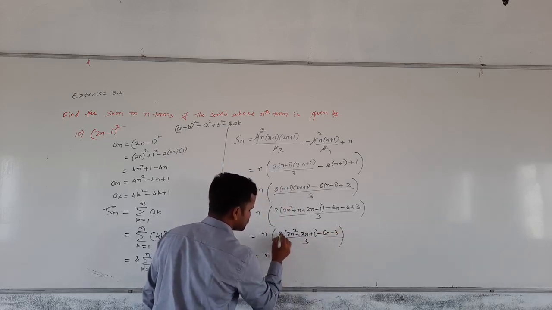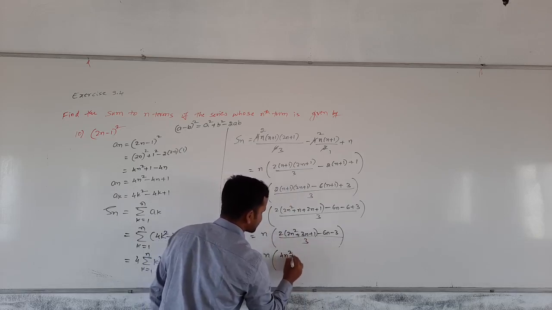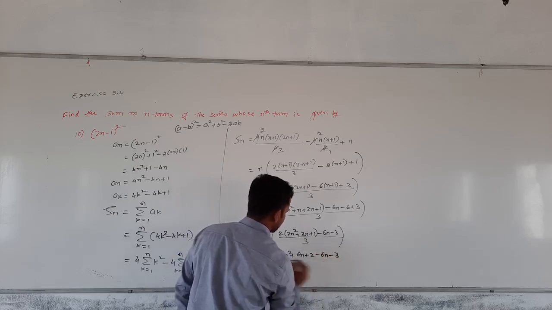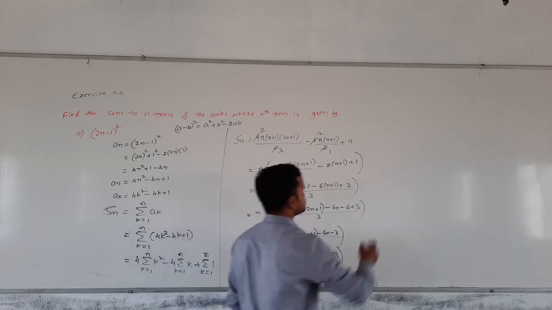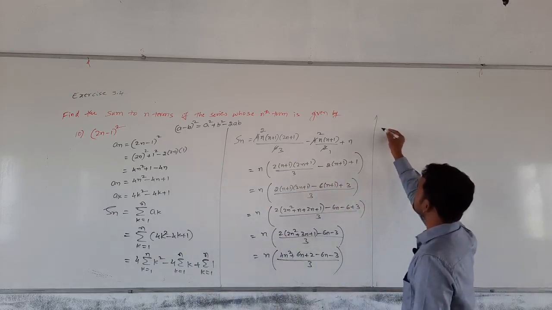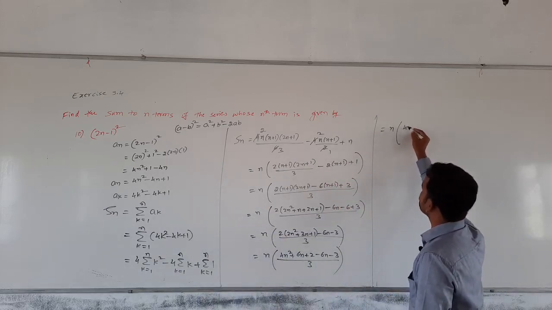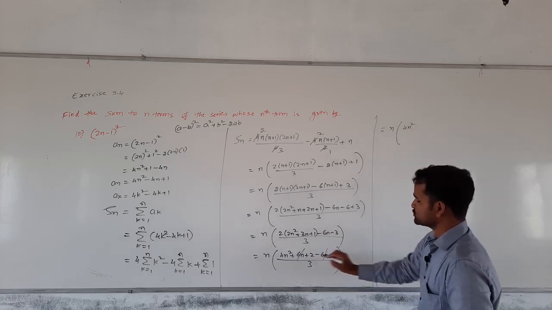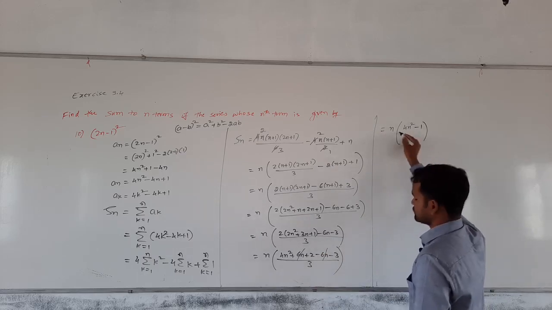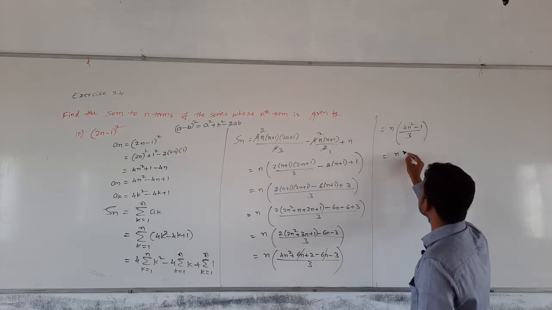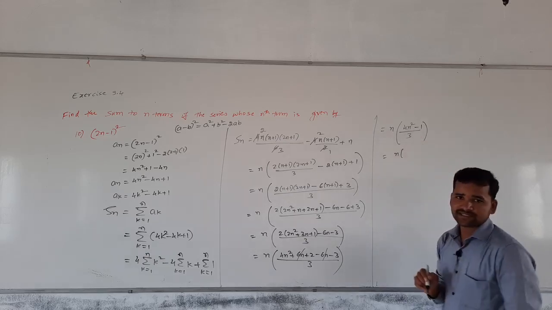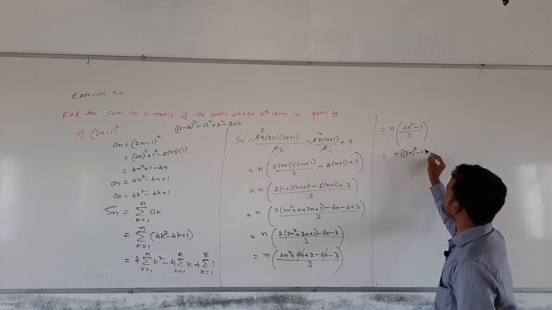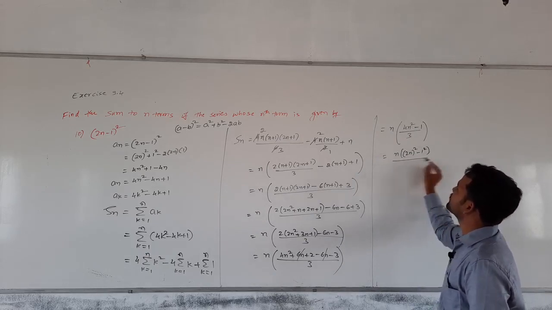N into, 2 into 2n square is 4n square, 2 into 3n is 6n, plus 2, minus 6n minus 3, whole divided by 3. This is equal to n into 4n square, plus 6n minus 6n cancel, plus 2 minus 3 is minus 1, whole divided by 3. This can be written as n into (2n) whole square minus 1 square, whole divided by 3.